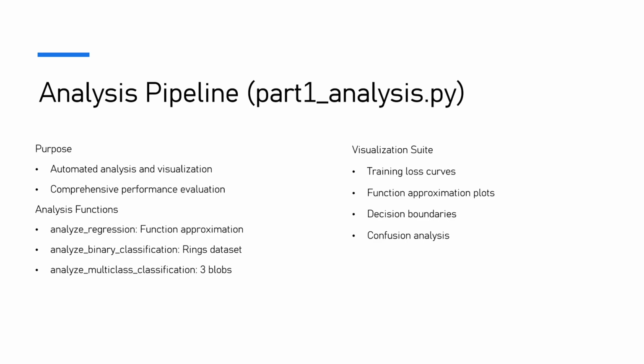Our analysis script provides automated evaluation and visualization for all three experiments. Each analysis function loads data, trains a model, and generates comprehensive visualizations that you'll see in the next slides. For regression, we plot training loss, function approximation, residuals, and prediction scatter plots. For classification tasks, we visualize training data, decision boundaries, and test results with correct and incorrect predictions marked. The script is designed to be run independently and generates publication quality plots that help us understand model performance and behavior. All plots are saved automatically for inclusion in reports and presentations like these.